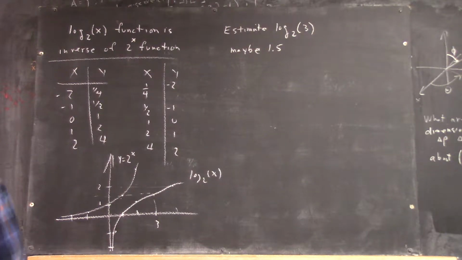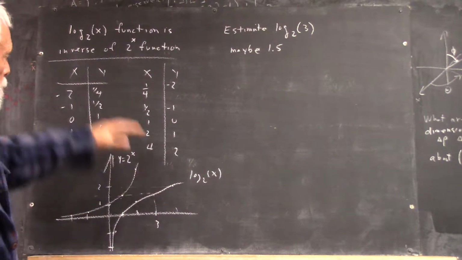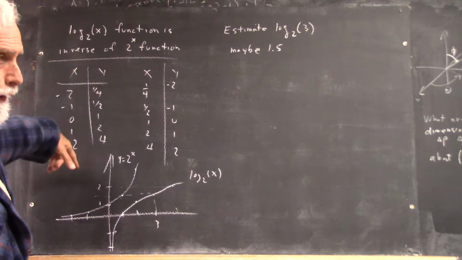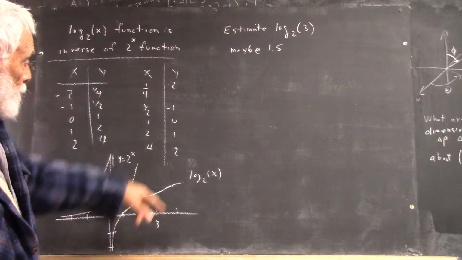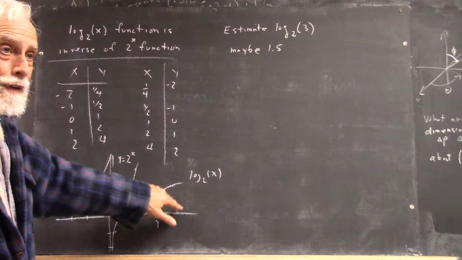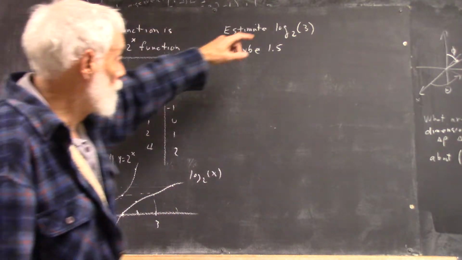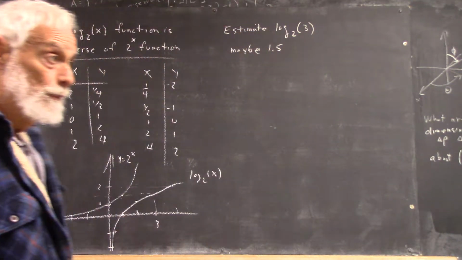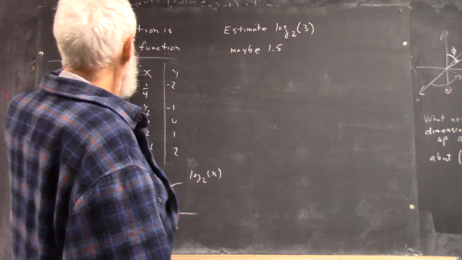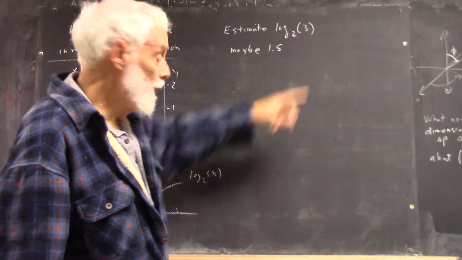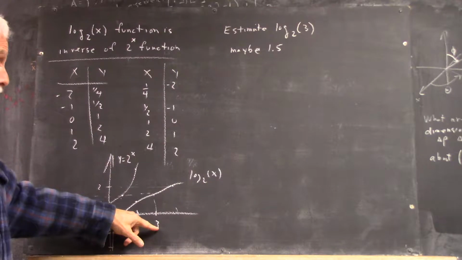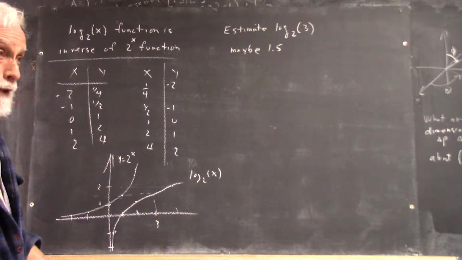All right, so we construct the graph of the log base 2 function from the 2 to the x function, and then reverse the columns, graph both. Here it is. We want to estimate log base 2 of 3. In the log base 2 of x function, 3 is now x, so we're going to go to 3, and then we project up and over, okay?